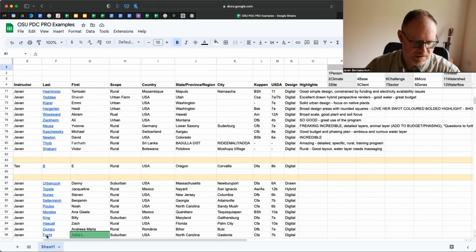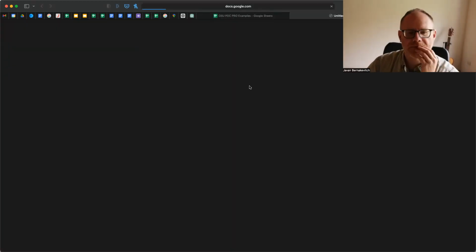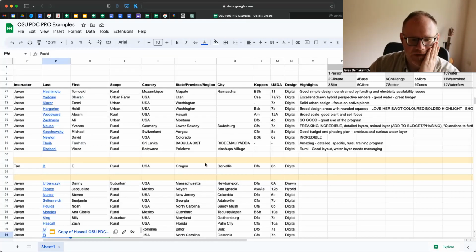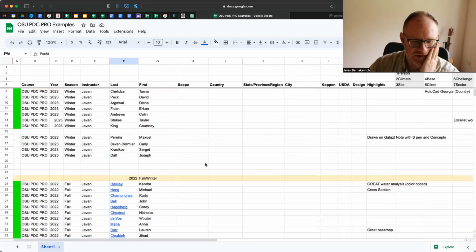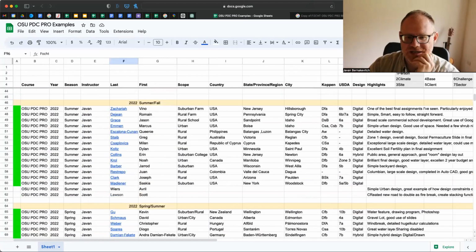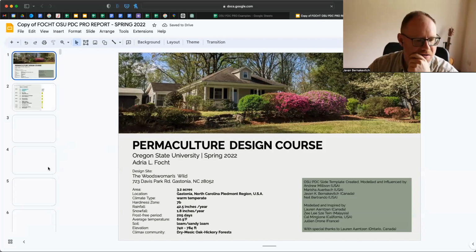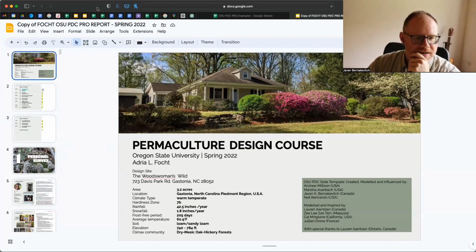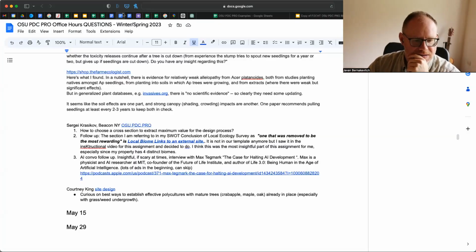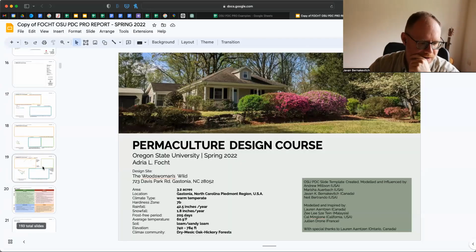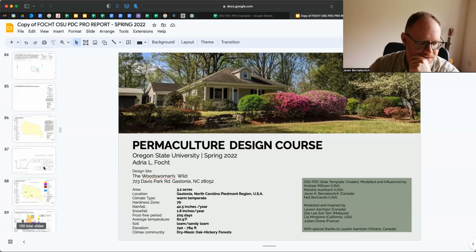Let's pull up hers. And just a nice reminder here, we've got this amazing list, which eventually will be a searchable database. It's one of the projects I'm working on right now. And I just want to make sure I've got the question right. Cross-section, extract maximum value. Right. Okay. So I'll go down to her cross-section.